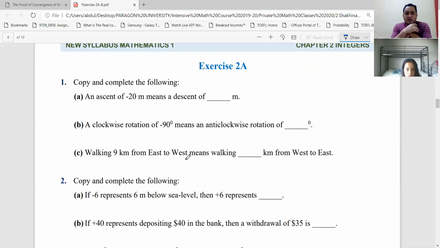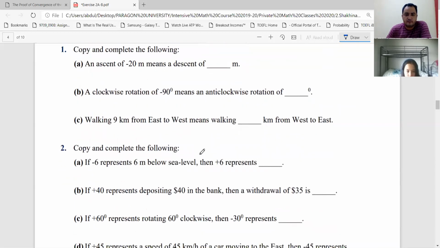Okay. So now let's do these questions quickly. It's about negative numbers and the positive numbers. Okay, Shahani, just read it and tell me the answer. I'll write it for you. Okay, copy and... Can you read louder?